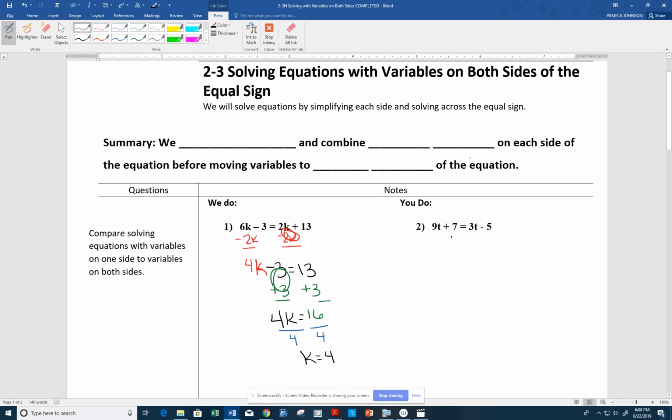All right, let's try number 2, the you-do number 2. So pause the video for a moment, and then you work this out and come back and let's see if you got it correct.